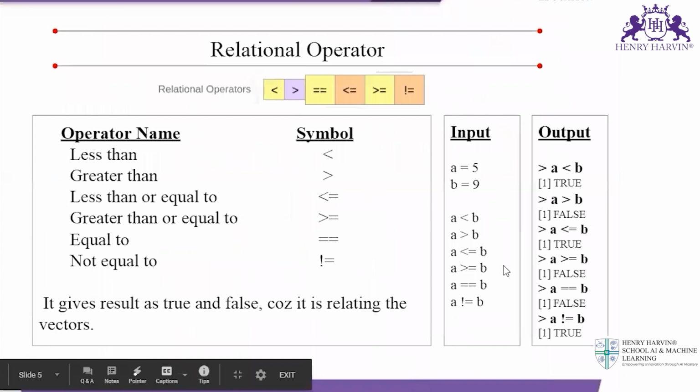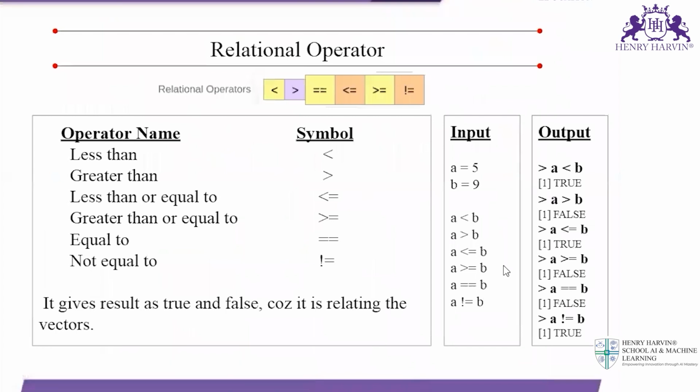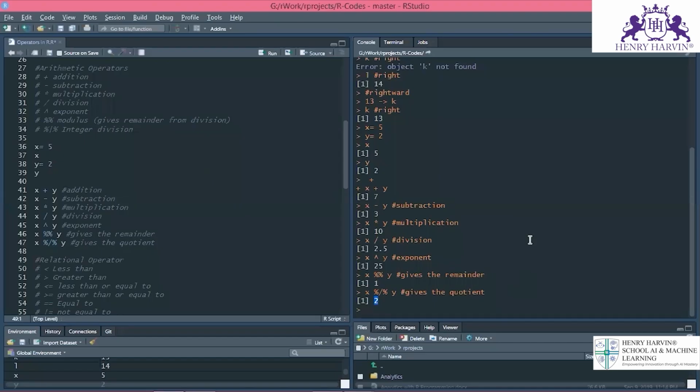Next operator is relational operator. Relational operators help to compare or find a relationship between two entities. They always return values in the form of true and false. For relational operators, we use less than, greater than, less than or equal to, greater than or equal to, or not equal to signs to make a relationship between two entities. Let's go to R and create some commands.